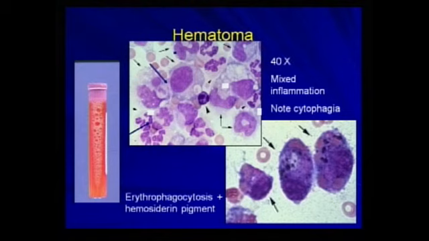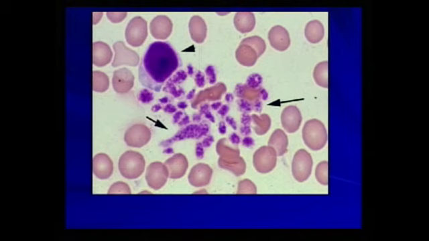So what we're looking for in a hematoma, anything that has chronicity, you're going to look for mixed inflammation, and then the presence of phagocytized red blood cells, more here, and hemosiderin pigment. This is chronic. This is not a bloody stick. This is a hematoma. If you see platelets like this, then we're talking about a bloody tap or a bloody stick.